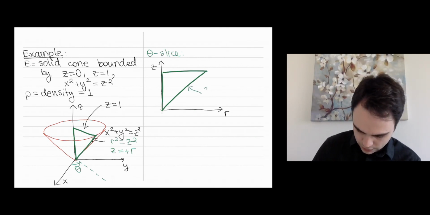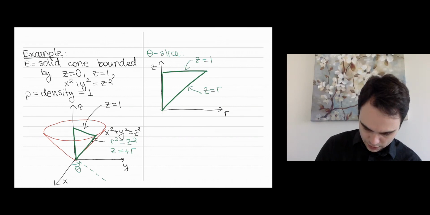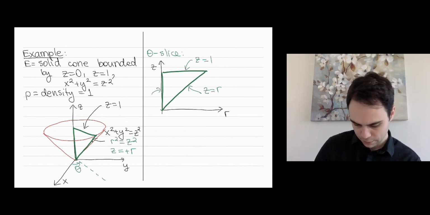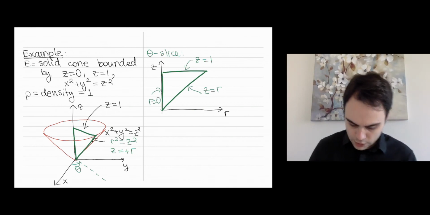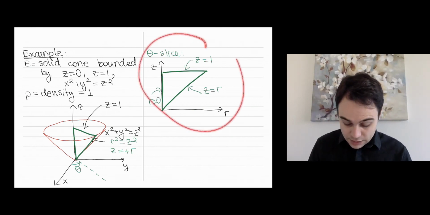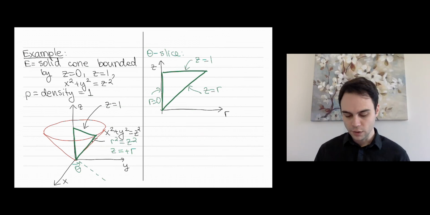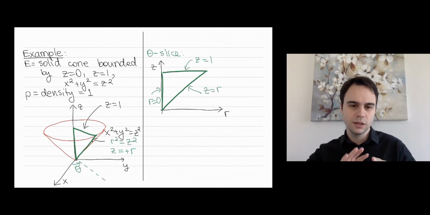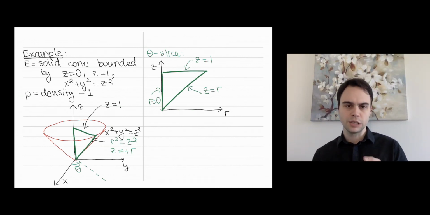So here is the line where z is equal to r. Up top, z is equal to 1, and here z is 0 on the other side. Sorry, r is equal to 0. So you can see that the theta slice doesn't depend on theta, so the shape of this slice doesn't depend on theta, and this reflects the rotational symmetry of the shape.